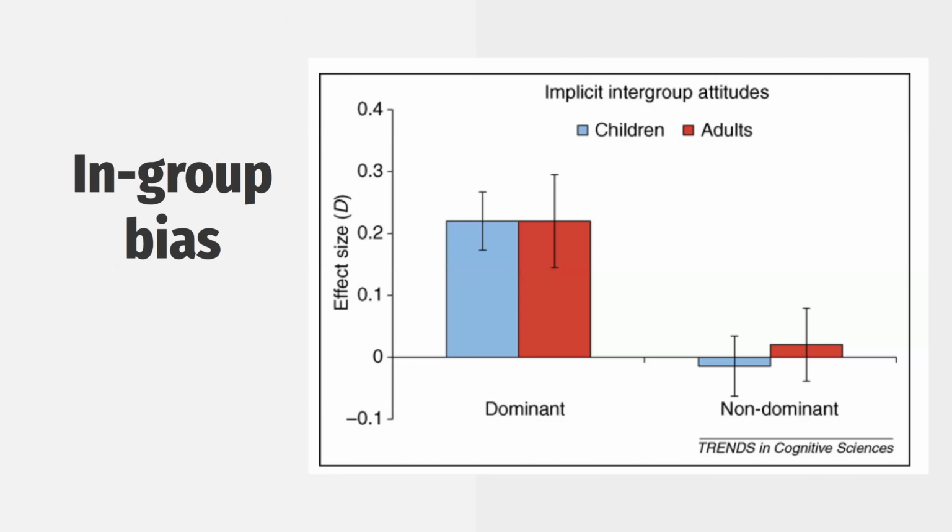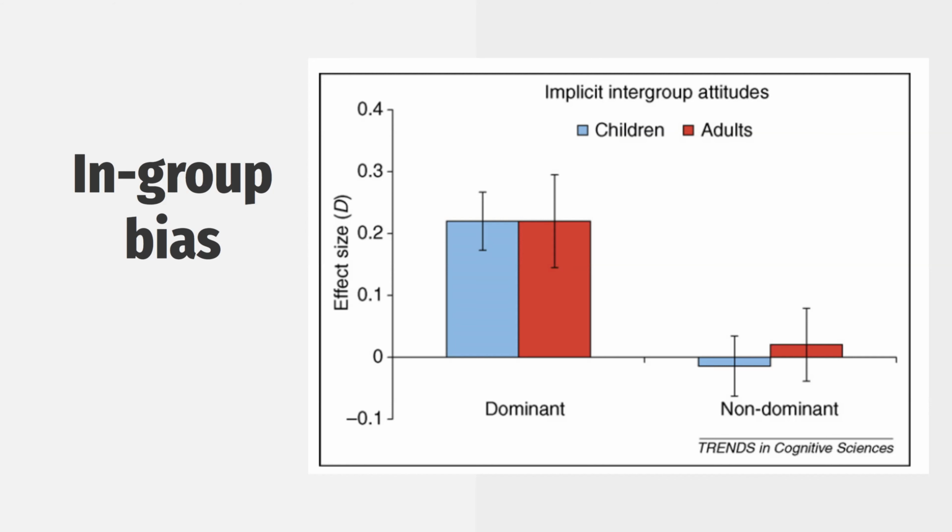Here's an example of in-group bias. The things that I want you to remember from this are that, one, when we're comparing children and adults, you can see that in each group, it's kind of similar. That's because this in-group bias occurs really, really young, and it's pretty stable after a certain point. We'll talk about when that certain point is. But the other thing that you see is that dominant groups show pretty significant in-group bias, right? Non-dominant, not so much.